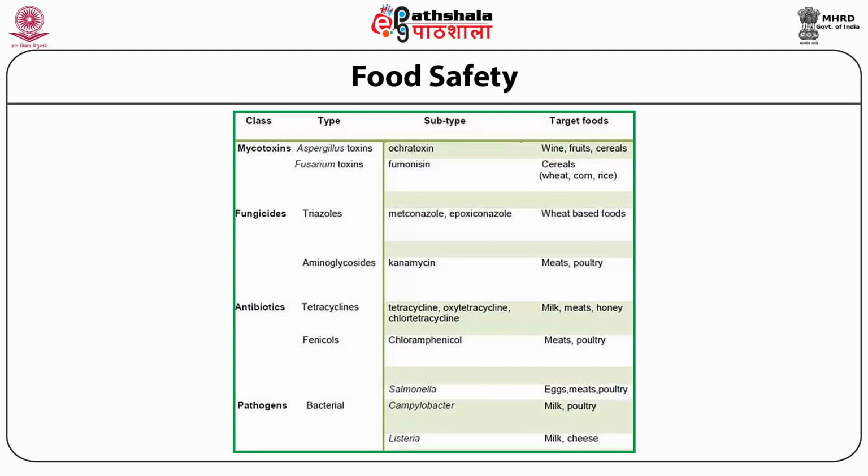Pathogens are a key concern in detection because they owe to food poisonings and food infections. Therefore, it is very important to develop techniques which allow faster and rapid and highly sensitive detection of these pathogens. The most commonly occurring pathogens in foods are Salmonella in eggs, meats, and poultry, Campylobacter in milk and poultry, and Listeria in milk and cheese.